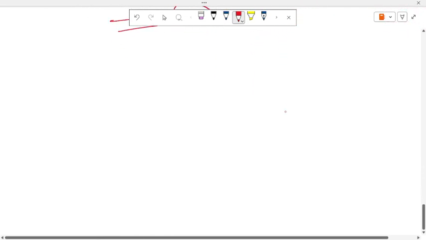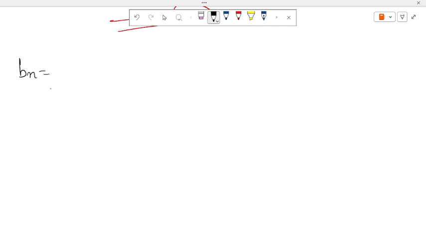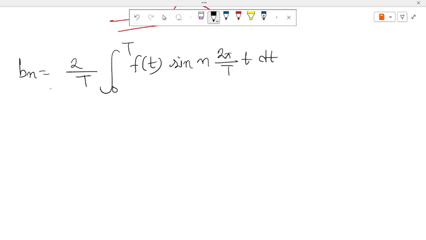Okay, now let's find Vn. Vn is equal to 2 by T, 0 to T, then we have to write here sine n 2 pi by T t dt. We have to do this calculation carefully because we will get a result from here. So from 0 to T by 2 we have the function's value 1.